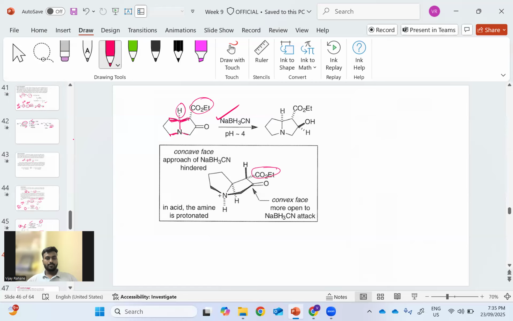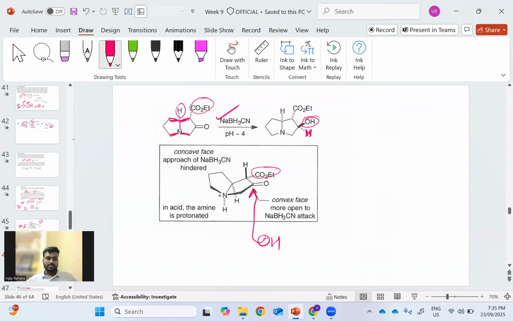And in the plane there will be a lone pair. So this is what the structure looks like for this molecule. If you look at the concave face, the approach from the concave face will be difficult, and therefore on the convex face the sodium cyanoborohydride attacks, and we get the alcohol directing upward, as you can see, and this newly attached hydride will be directing downward here.